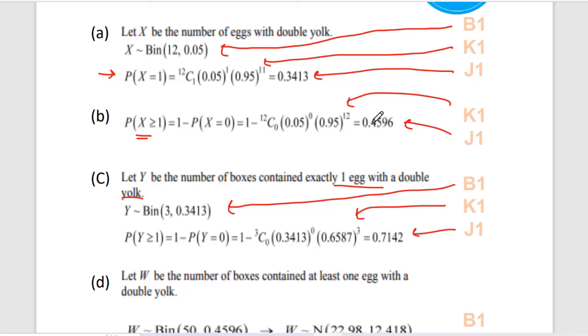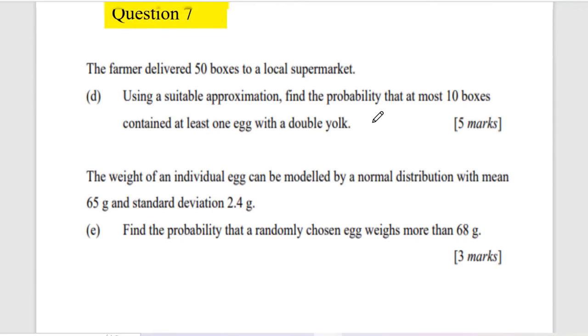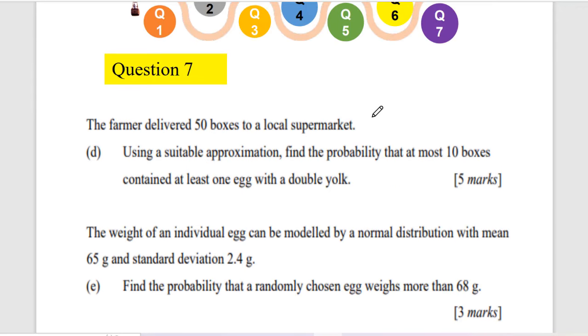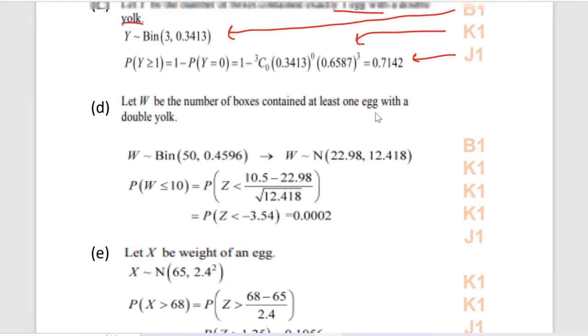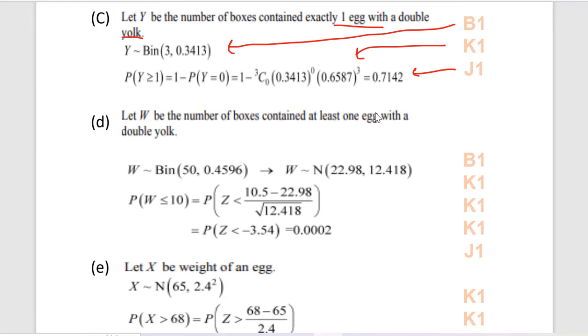Okay, and then kita pergi kepada part D. Okay, untuk part D, dia bagi apa? The farmer delivered 50 boxes to a local supermarket. Okay, using a suitable approximation, find the probability that at most 10 boxes contain at least one egg with a double yolk. So, first kali apa yang awak kena buat adalah awak kena define. So, W. Okay, so kita define W, the number of boxes containing at least one egg with a double yolk.